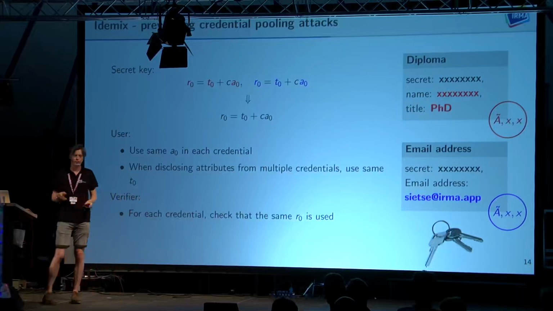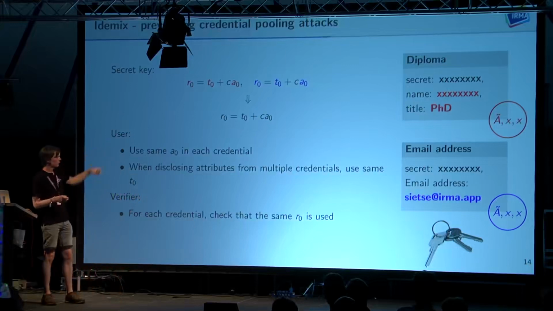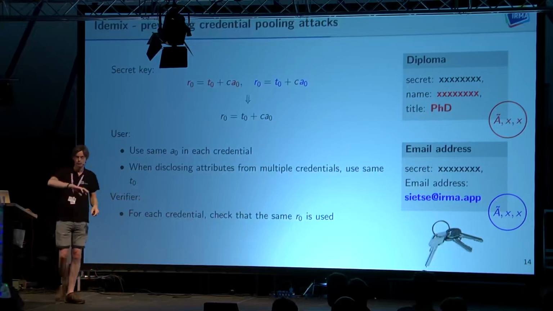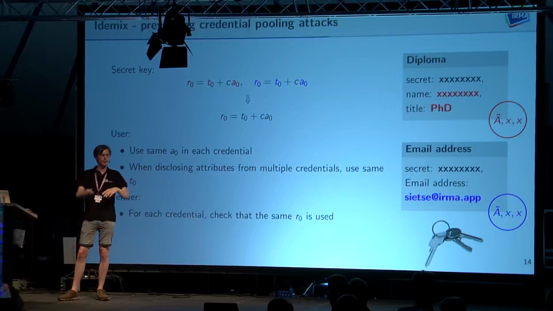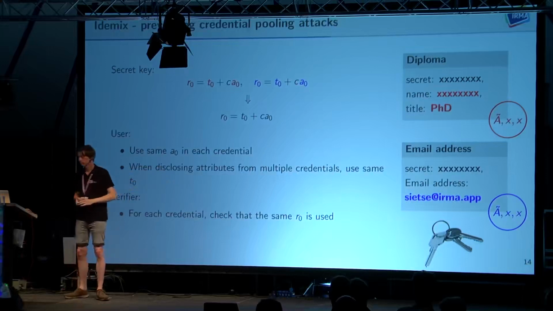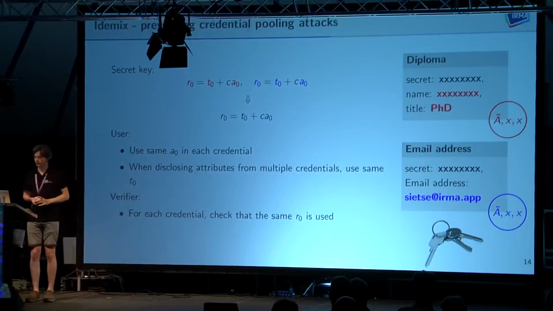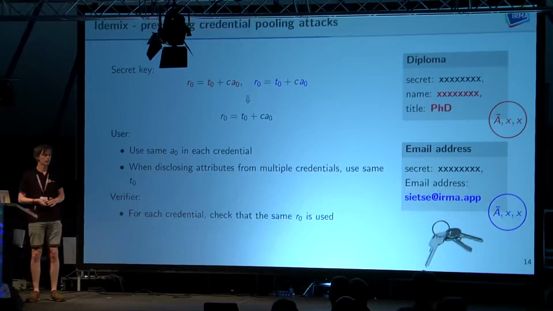So in fact, this secret A0, by enforcing it to have the same value across all of my credentials, sort of acts as a key ring that really binds all of my credentials together in one big key ring or wallet. So that is our story. That is what the disclosure protocol of Idemix looks like. This is what happens when you do an IRMA disclosure.